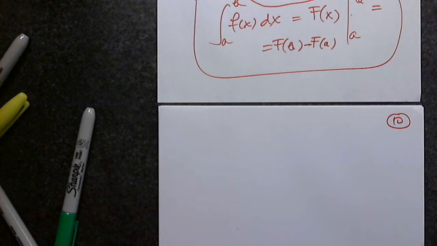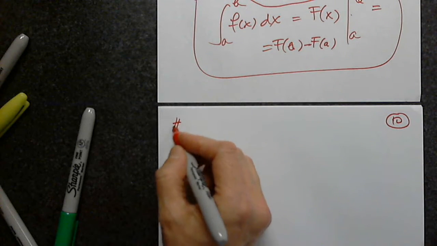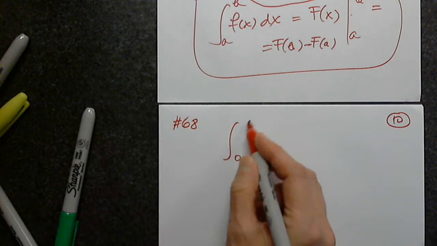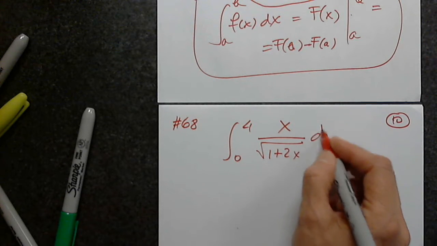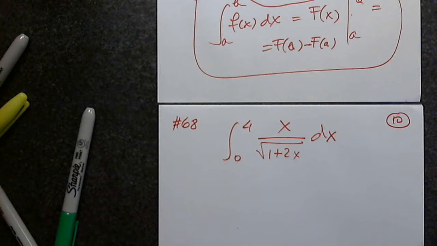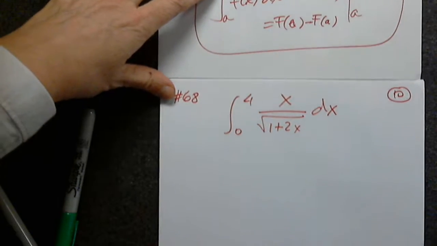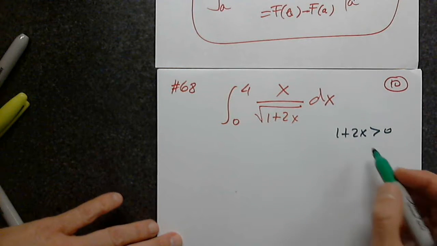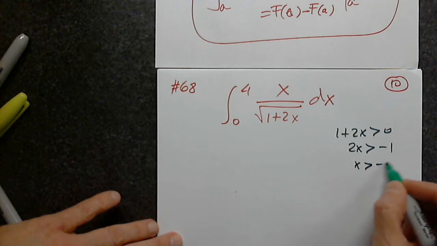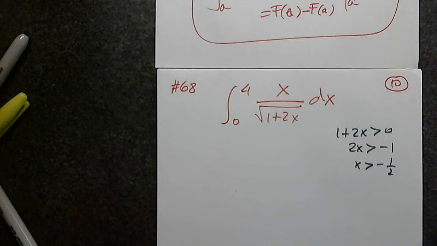Let's look at another. Yes, what about 68? The integral from 0 to 4, x divided by the square root of 1 plus 2x dx. Is this function continuous on 0 to 4? Yeah, because 1 plus 2x has to be strictly greater than 0, so 2x is greater than -1, and x is greater than -1/2, and this is greater than -1/2. So the function is continuous between 0 and 4.